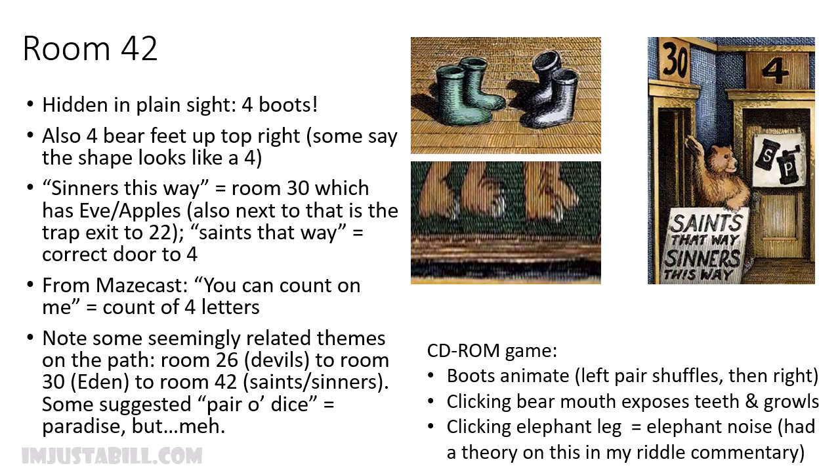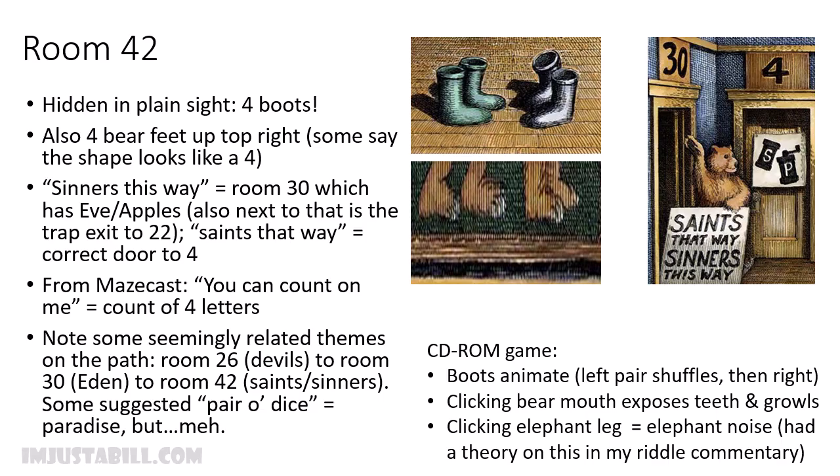Room 42 is one of those rooms that I think has a clue hidden in plain sight, and that is there are 4 boots in the front center of the room, and the correct exit to take is the one to room 4. There are also 4 feet of the bear you can find up in the top right of the picture. Some fans have said that they're positioned to look like a number 4. Well, in any case, I think there are other distractions in the room, and sometimes if you're looking at the room, you're focused on the posters, and you might not even notice the 4 boots that are there together.